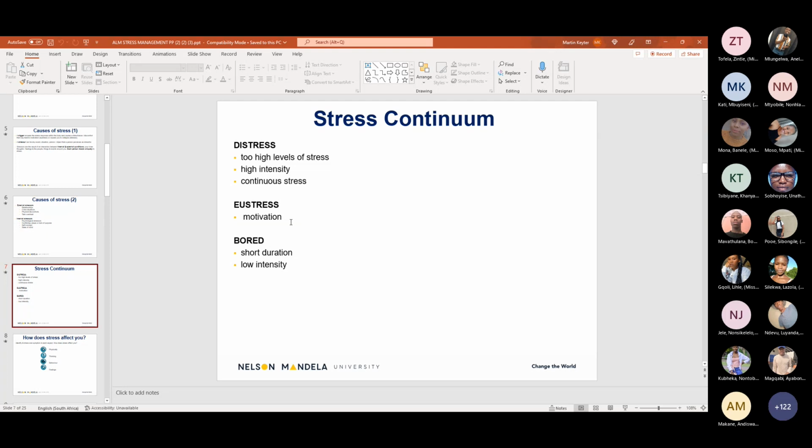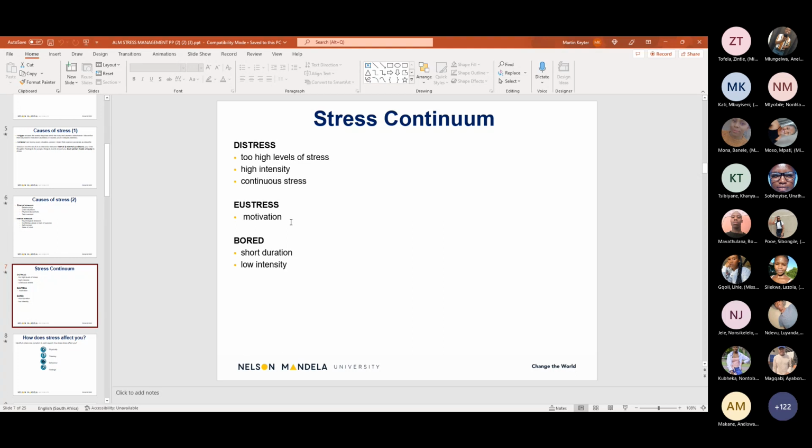If we're talking about a stress continuum, imagine you draw a horizontal line on a piece of paper. On the one end of that line, you put distress. On the opposite end of that horizontal line, you put eustress. So the negative and the positive are on either side of that horizontal line, which we call the continuum. And then in the middle, it's bored, which is short duration, low intensity.